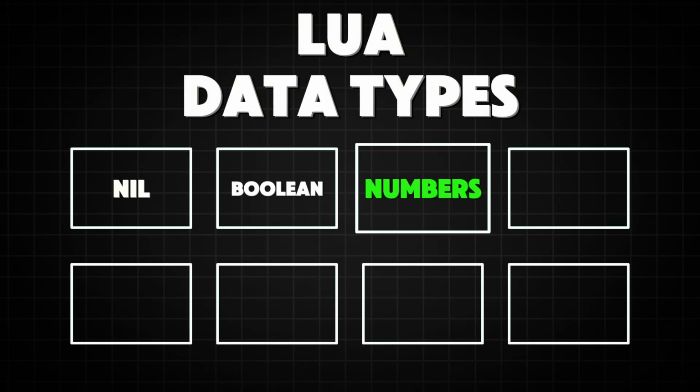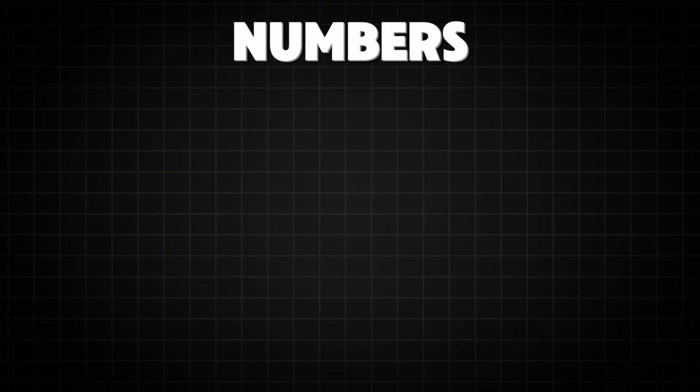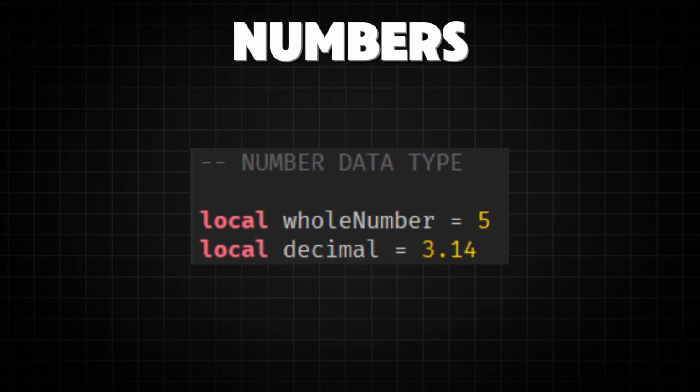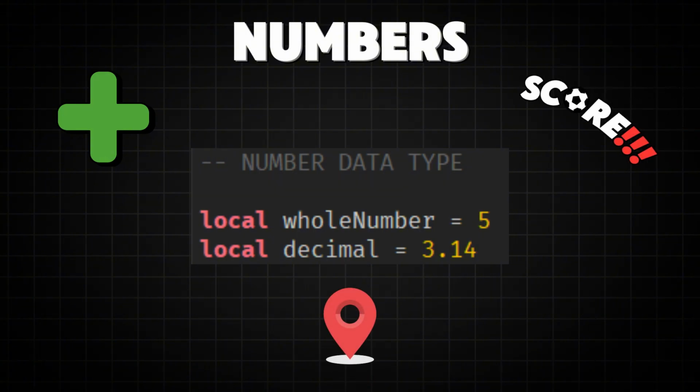Now, on to numbers. Numbers are pretty straightforward. They can be whole numbers like 5, or decimals like 3.14. You'll use numbers for things like player health, points, and positions in your game. Think of numbers as your game's currency. They can be used for almost anything.